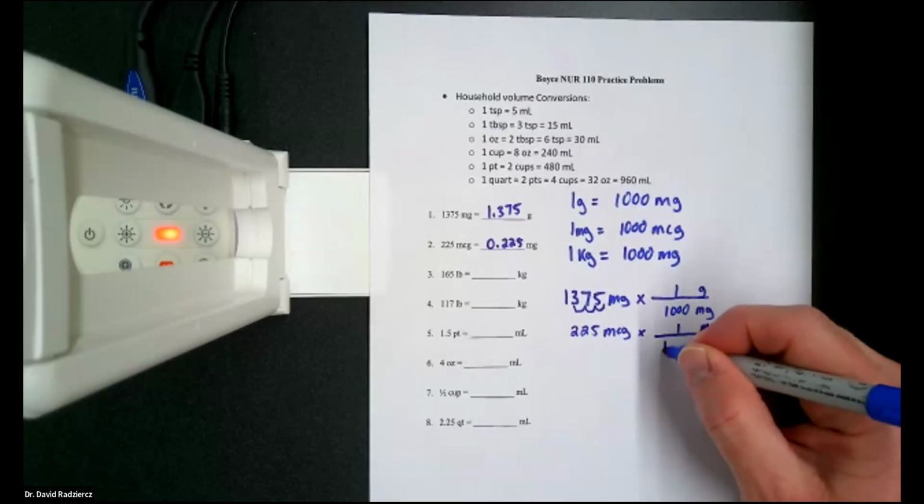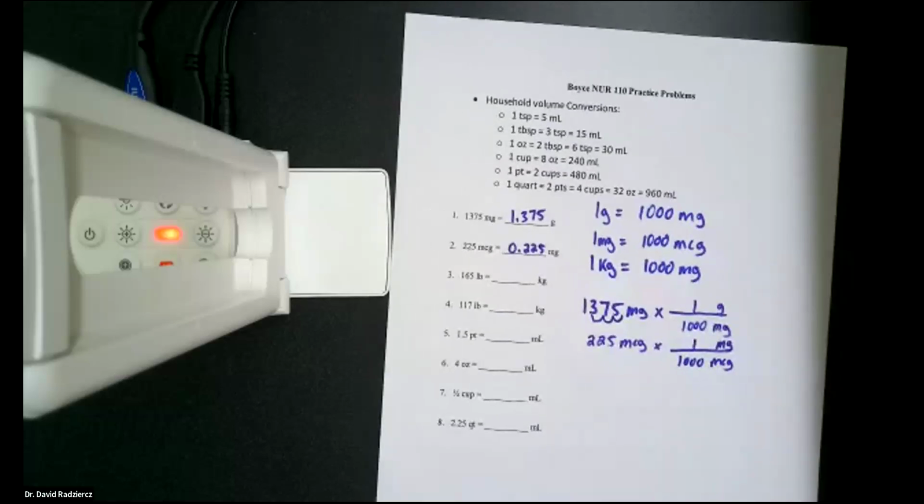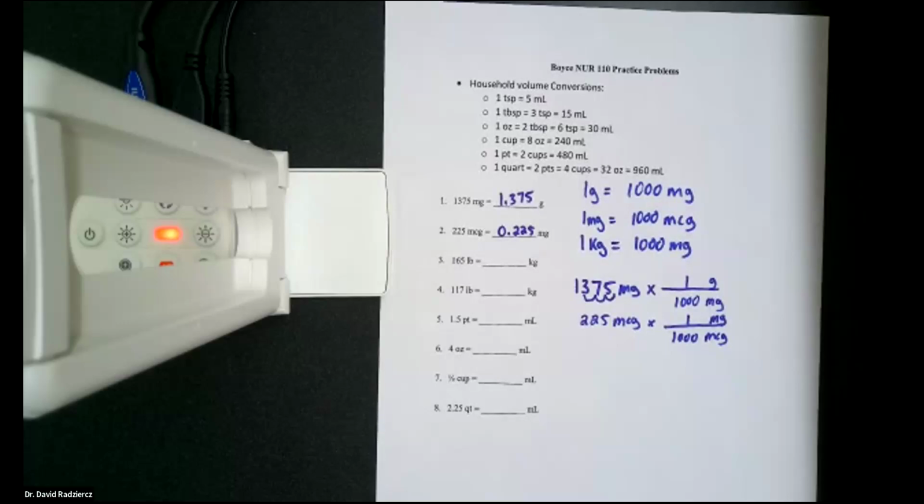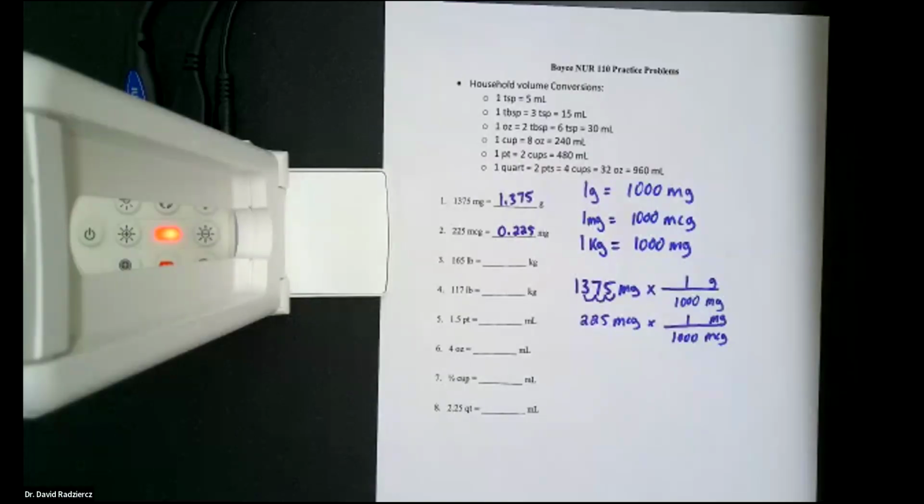And there's 1,000 micrograms in a milligram. And that would just, again, just as a reminder, that you're dividing the number and it's getting smaller. Okay. You do that a couple of times and it'll kind of come in handy.